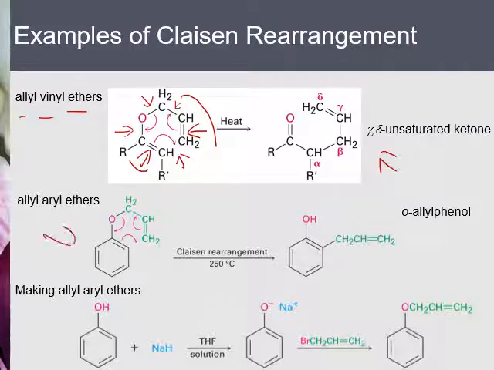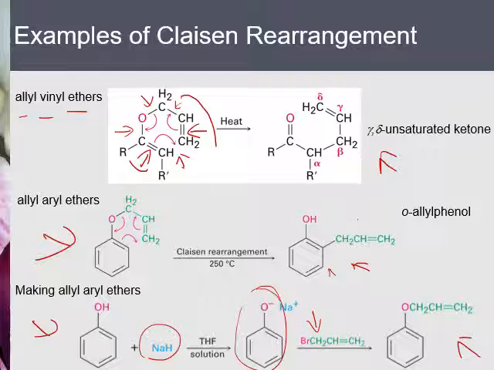Now this allyl aryl ether undergoes Claisen rearrangement as you already saw in the last slide. That's the product. Again, it's gamma delta. In this case, it's a phenol because of the hydride shift to resume aromaticity. Now, this shows how to make this allyl ether. We start with the phenol with a base. It deprotonates to form phenoxide. The phenoxide undergoes an SN2 reaction, attacking this allyl bromide, and that will give you the allyl ether.